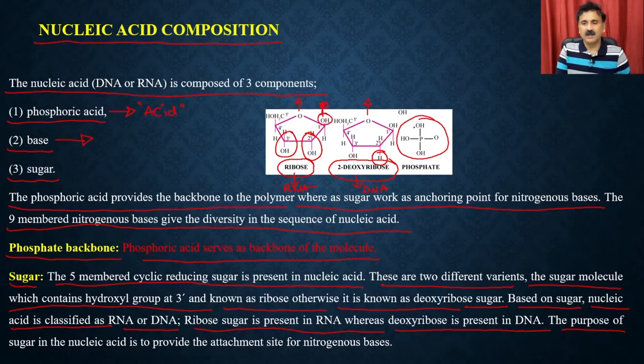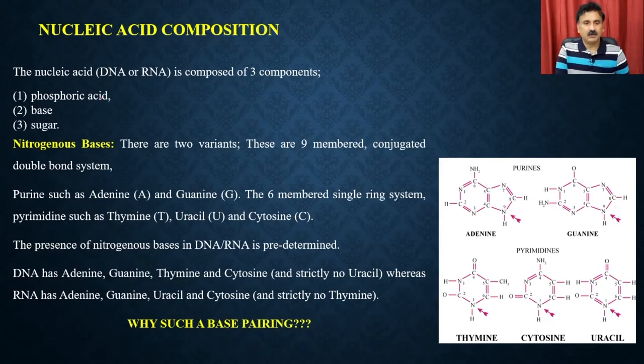This OH is actually going to be used in the sugar for attaching the nitrogenous bases. Now the third component is the nitrogenous bases. There are two different variants: the 9-membered rings, a 9-membered conjugated double bond system, which are called the purines, such as adenine and guanine.